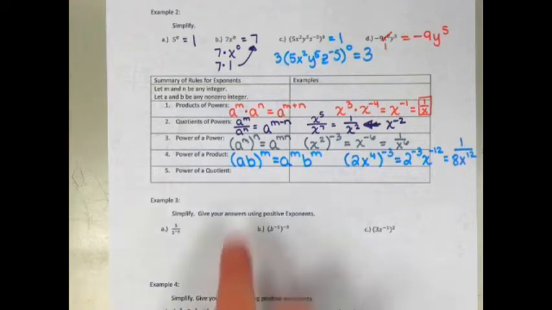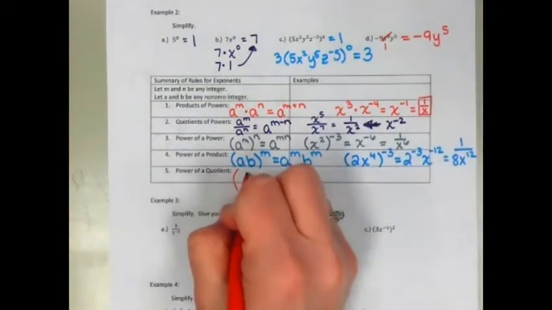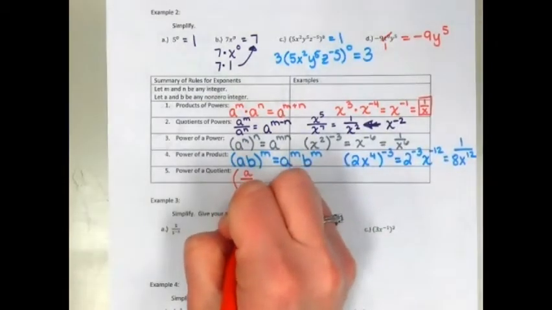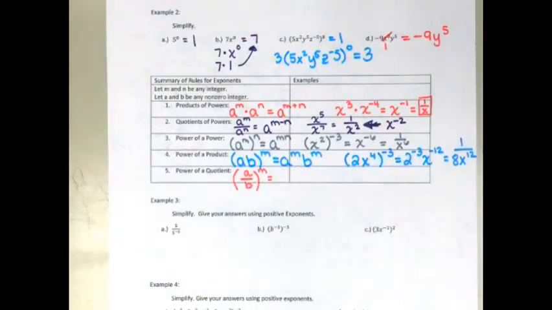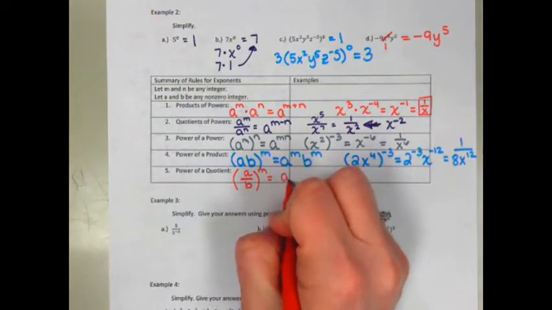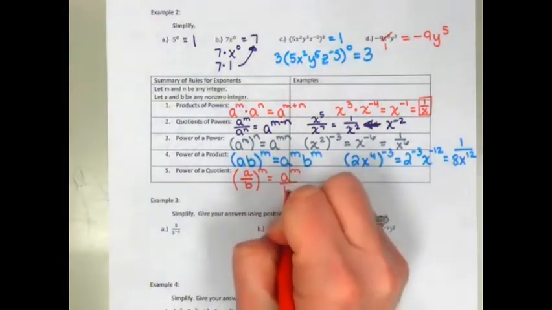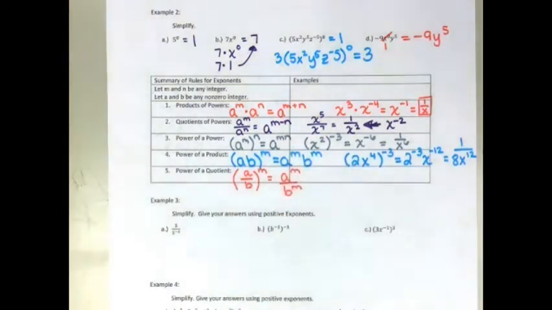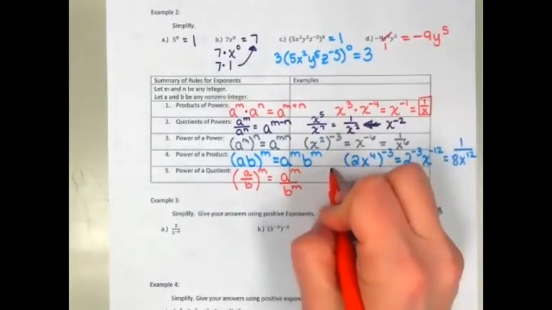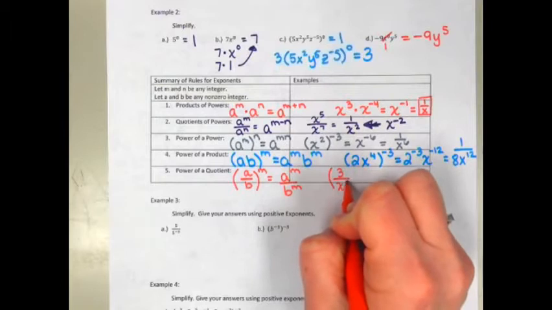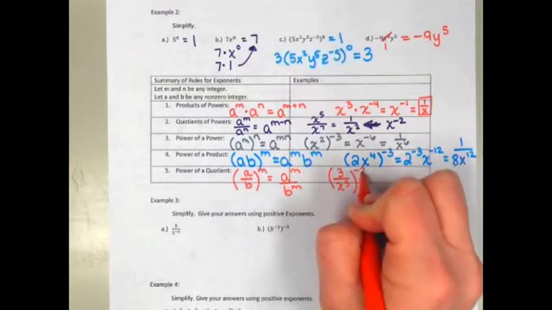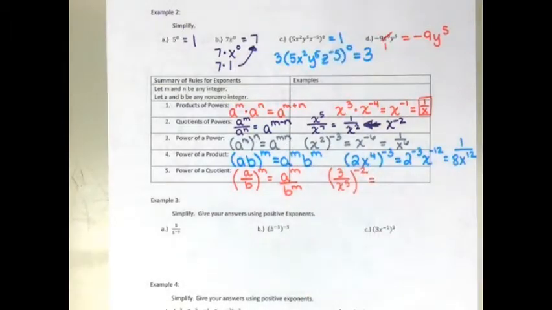All right, quotient. A over B to the m power. Same idea. We're raised high, so we multiply, so you raise it to everything. So it'd be a to the m over b to the m. So an example, let's do 3 over x to the 5th raised to the negative 2nd power. So what would that be?